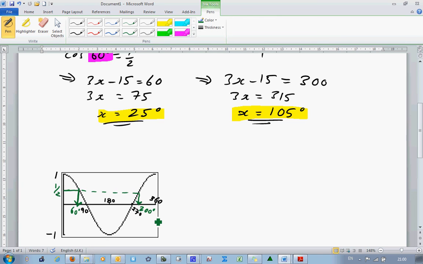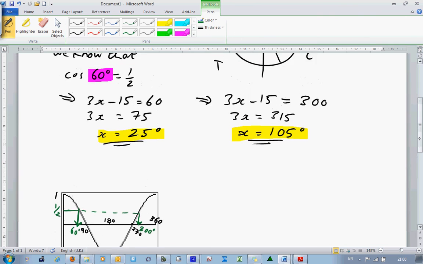And then similarly, we'll just go back through and do what we did before. So either 3x minus 15 is 60, or 3x minus 15 is 300. And as you can see from the graph and from the unit circle, there are only 2 possible solutions. Okay, done.